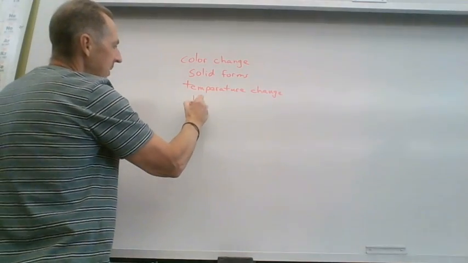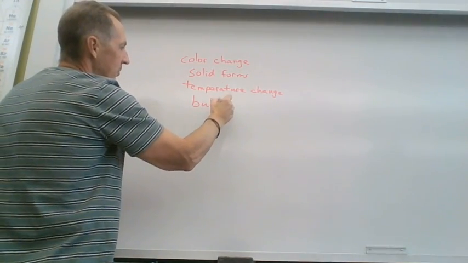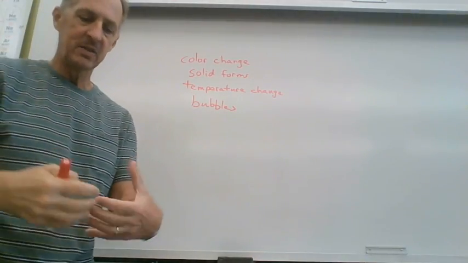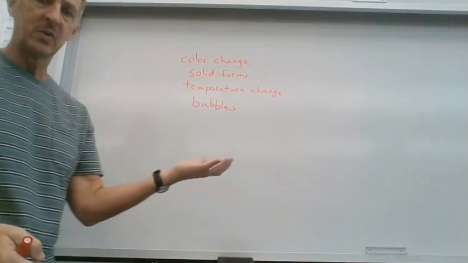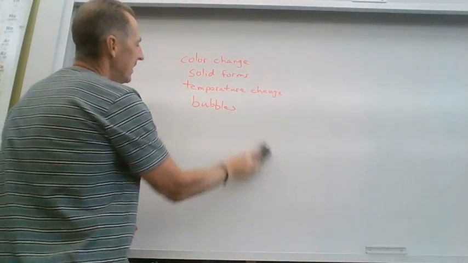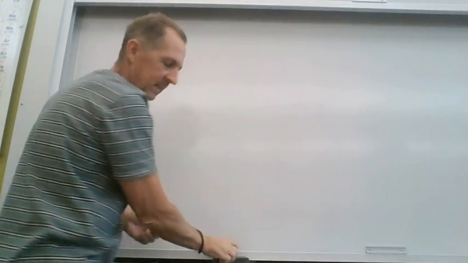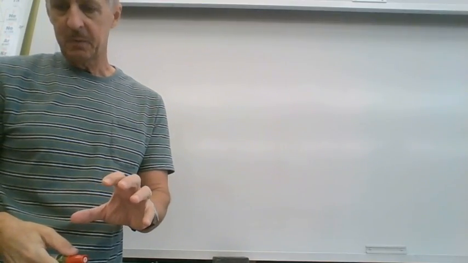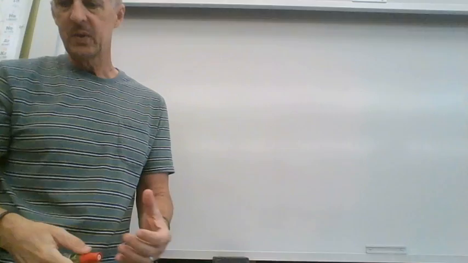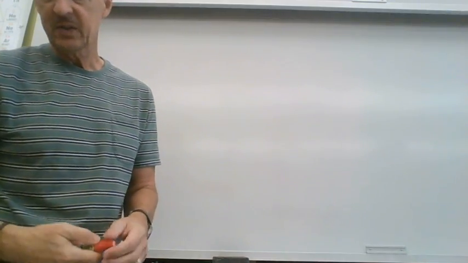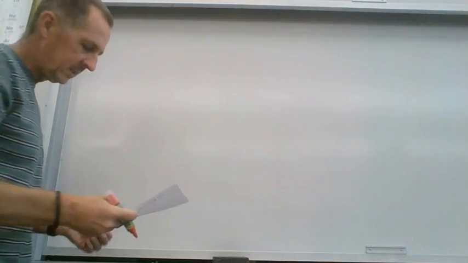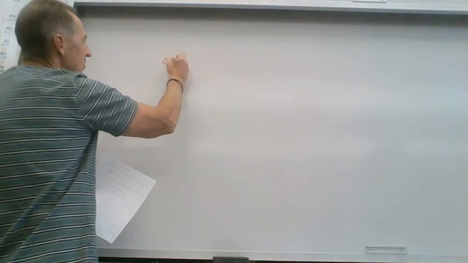And another thing we'd be looking for is bubbles forming, so formation of bubbles. That's usually an indication that you mix something together and a gas is formed, so you had a chemical reaction. So those are some of the indications of a chemical reaction. The other thing here that you're going to be expected to do is to classify the type of a chemical reaction. So one type of chemical reaction is a combination reaction.